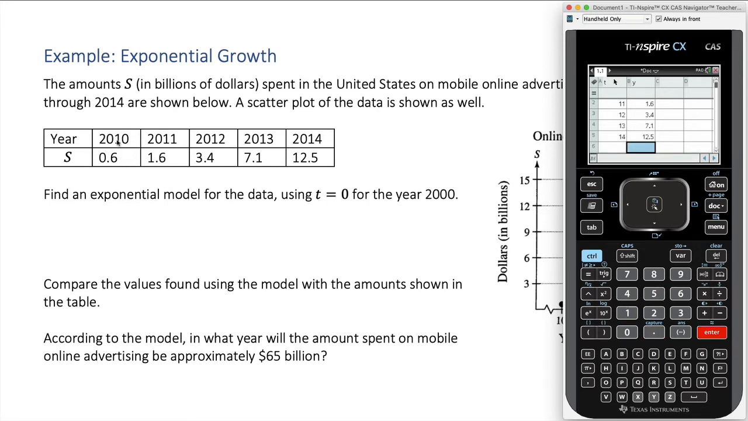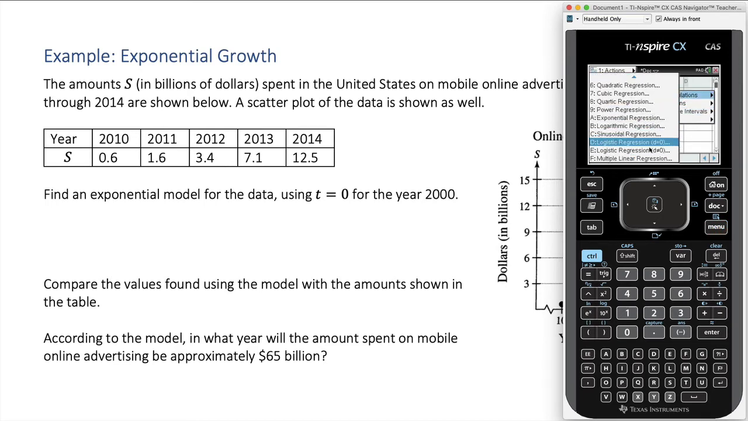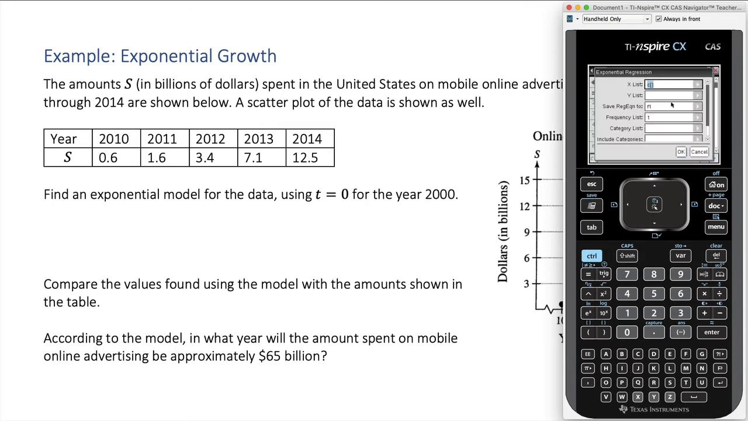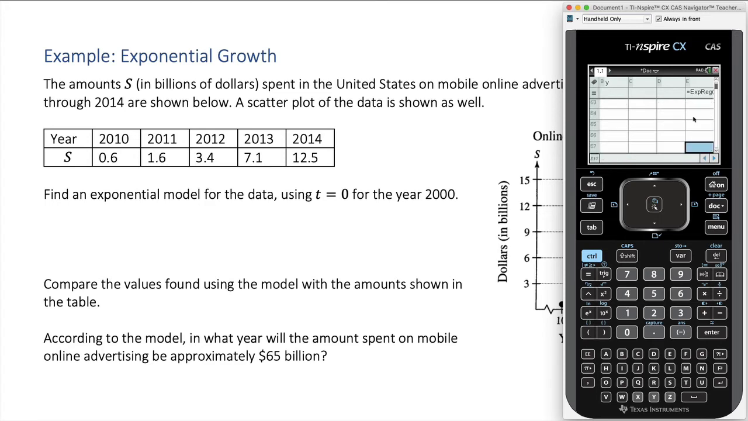Now we'd like to get an exponential model for this. So I'm going to go to Menu, Statistics, Stat Calculations, and then we're going to do an exponential regression. So exponential regression right here. We've got a lot of different options here, but we're just going to put in our X list. Our X list is, of course, the T column, and the Y is Y. And this is going to be our exponential model.